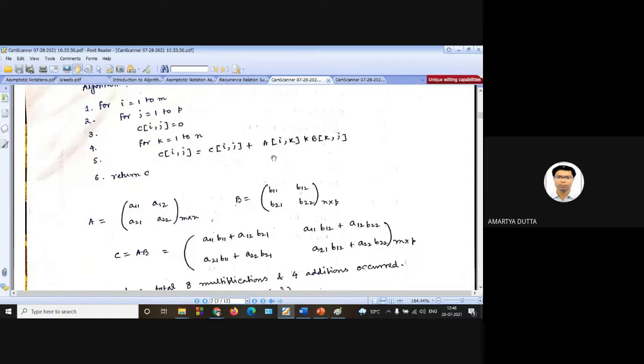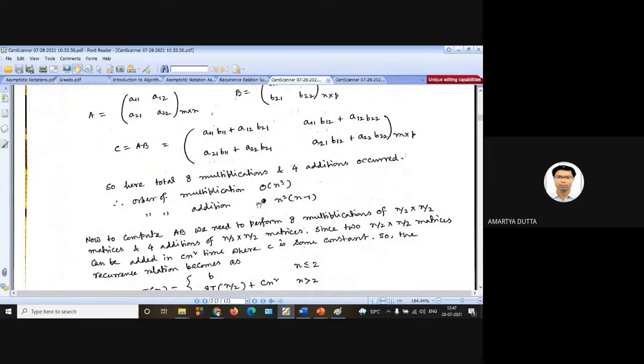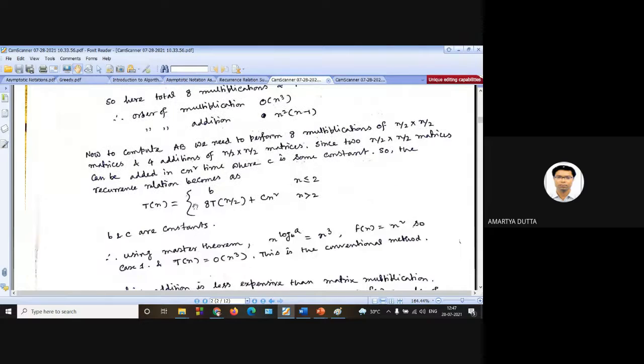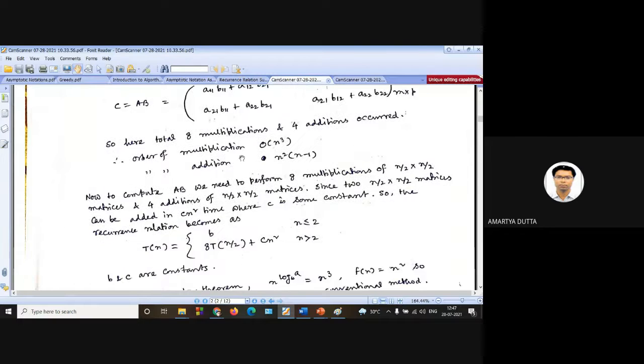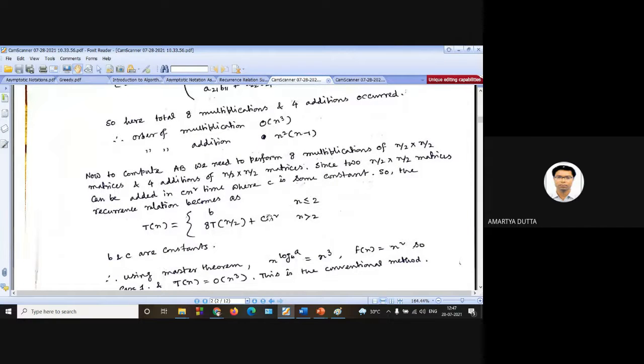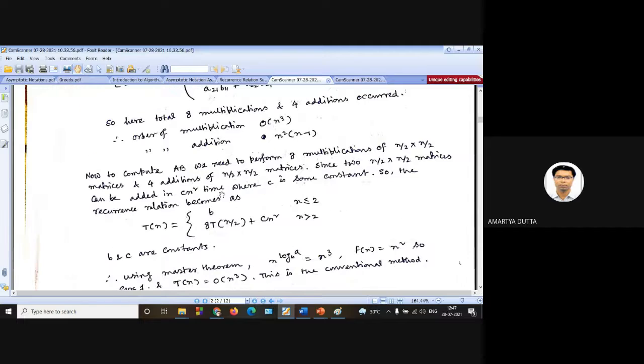Okay. So this is the algorithm for normal matrix multiplication. So C is equal to AB. Now the order of the multiplication is order of n cube, and the order of the addition is n square into n minus 1. Okay. Now what will be the recurrence relation for matrix multiplication? How many additions are there? 1, 2, 3, 4. 4 additions are there. That's why this should be 4n square. How many multiplications are there? 1, 2, 3, 4, 5, 6, 7, 8. 8 multiplications are there. Okay. That's why 8T(n/2).